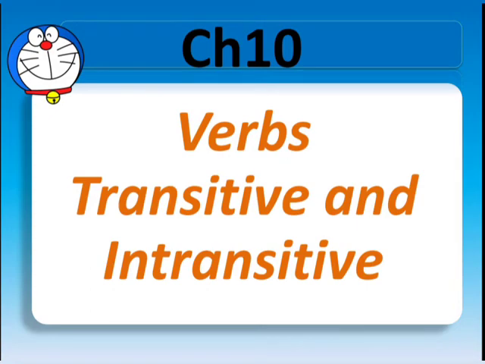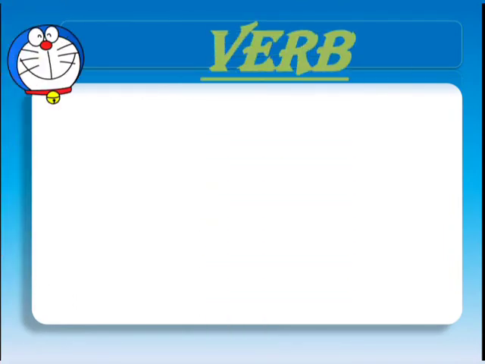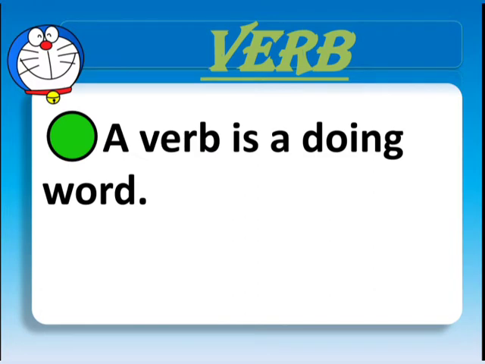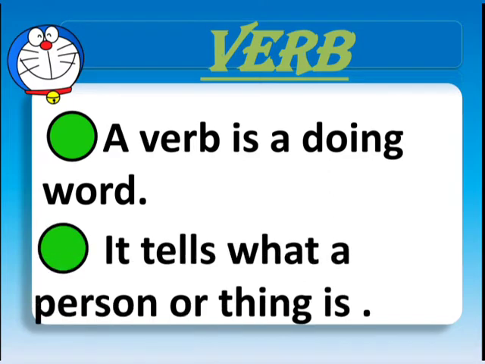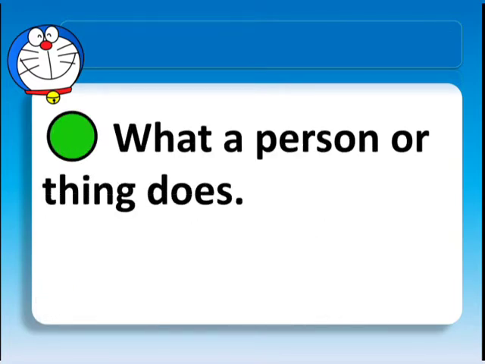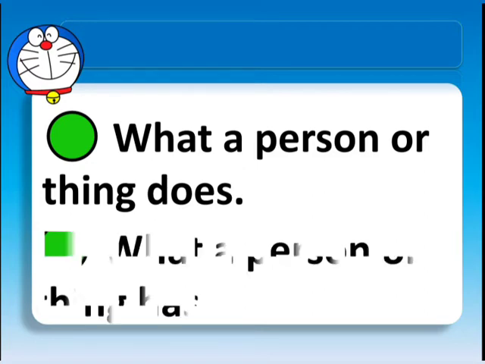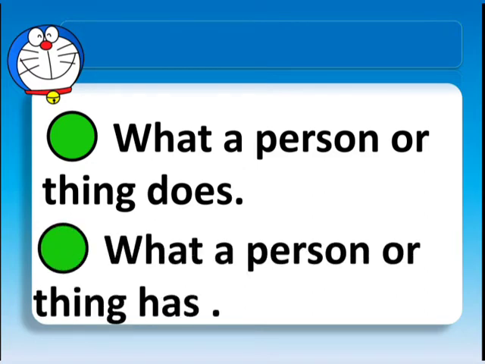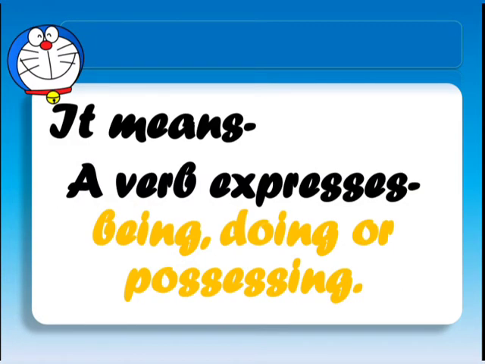Now, before that, let's recall about verb. So, what is verb? In a single line, we can say a verb is a doing word. Now, what does it mean? It tells what a person or thing is, or what a person or thing does, or what a person or thing has. So, we can say that a verb expresses being, doing, or possessing.